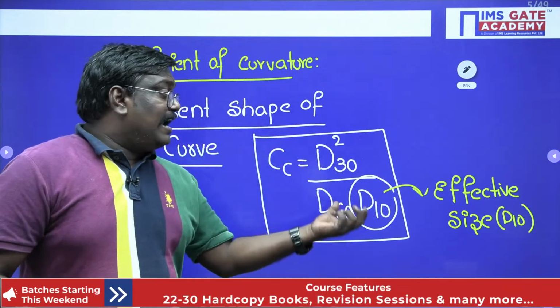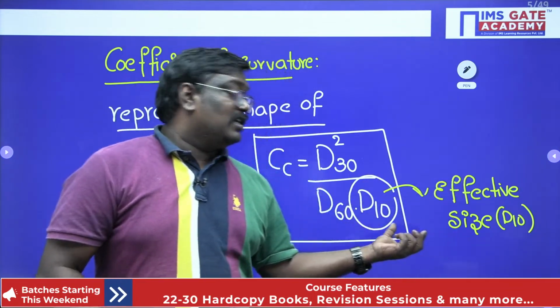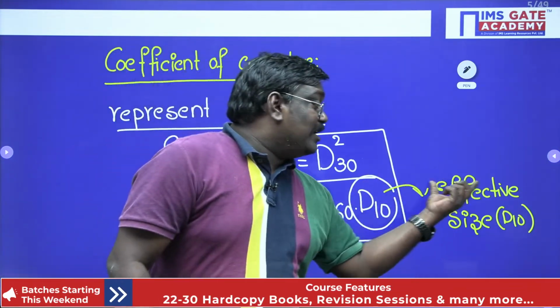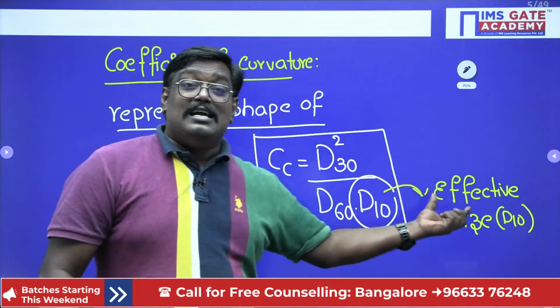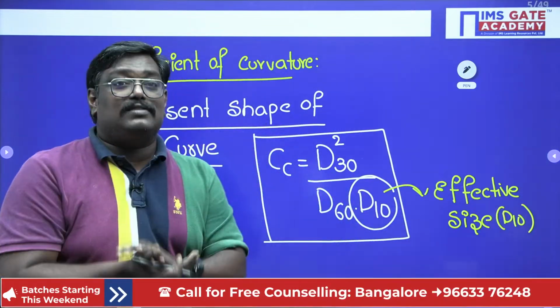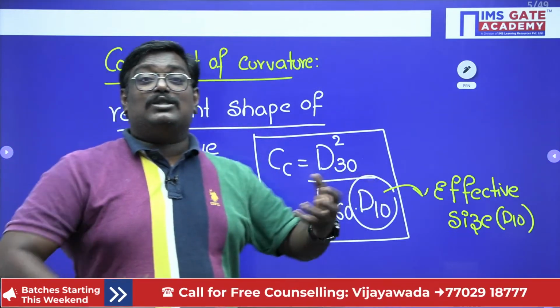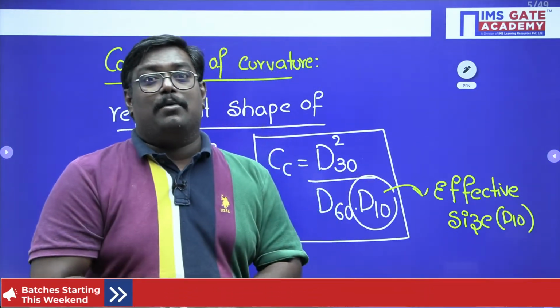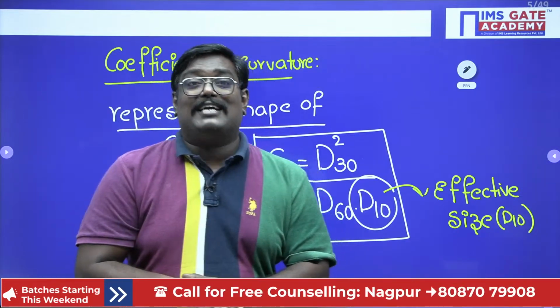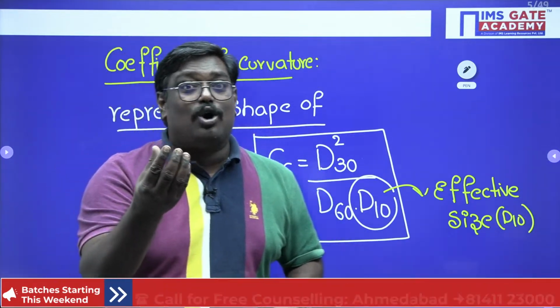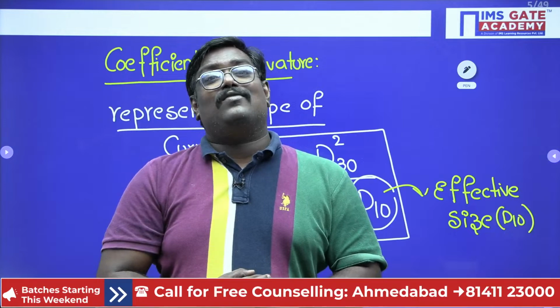So when you talk about the effective size, D10 is the size of the sieve. So here, my dear students, the effective size can be expressed in mm. Okay, the effective size can be expressed in mm. Why? Because it is nothing but the size of the sieve.